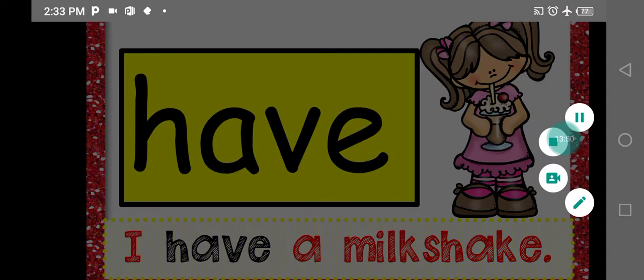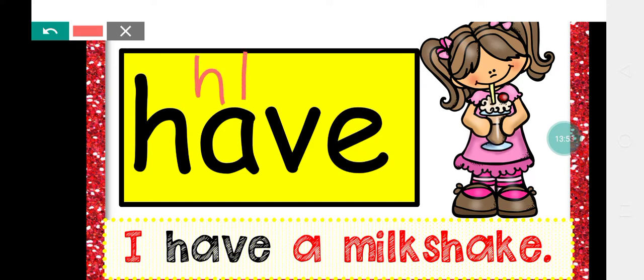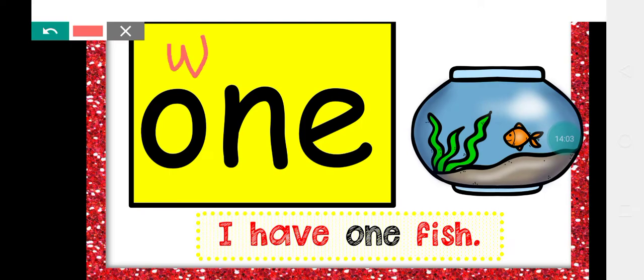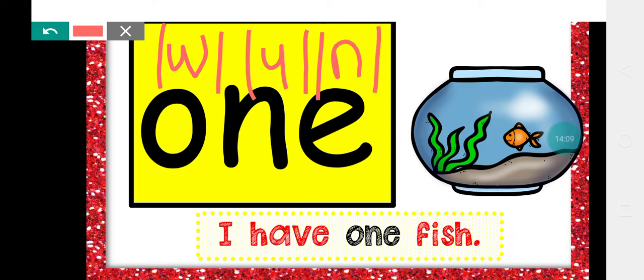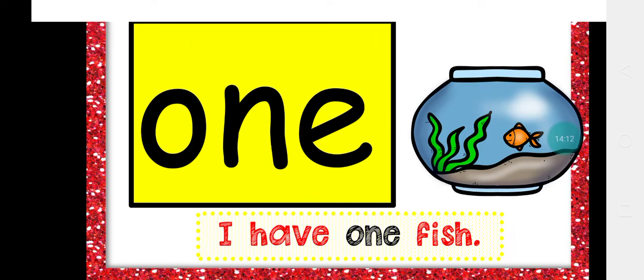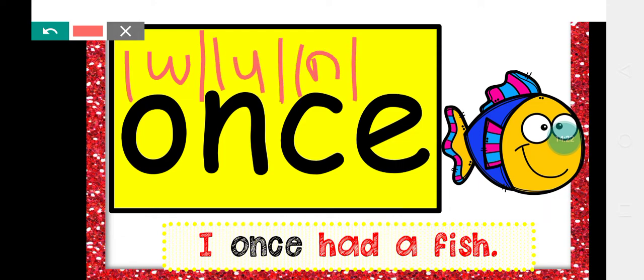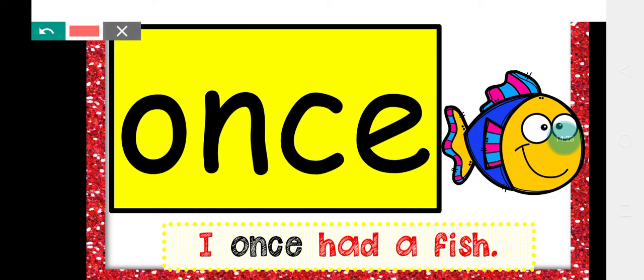This is tricky word have. Have is segmented as ha and have. I have a milkshake. This is tricky word one. One is segmented as w and one. I have one fish. This is tricky word once. Once is segmented as once. I once had a fish.